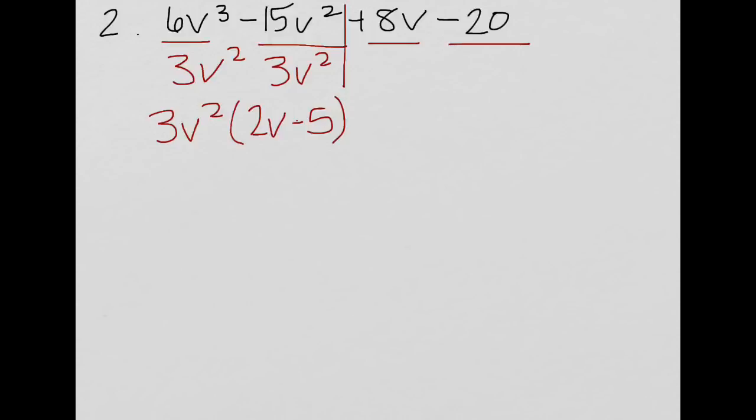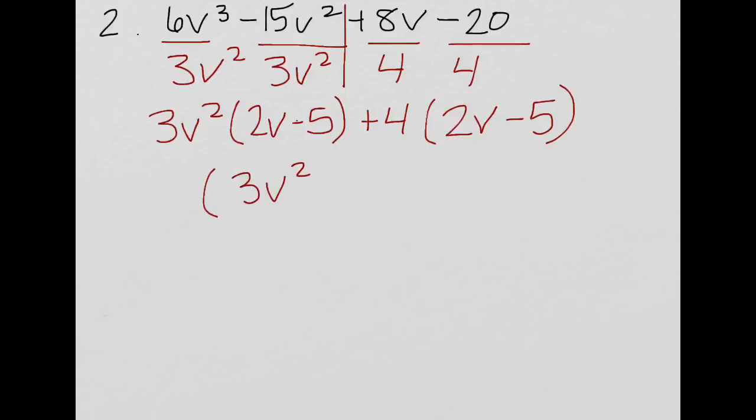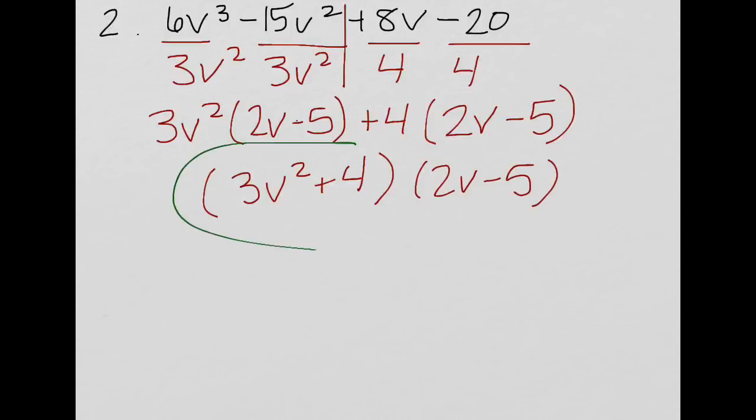On the right side, I would take out a 4. So it's a positive 4. And 8 divided by 4 is 2. The v remains. And negative 20 divided by 4 is negative 5. So when I write my answer, I get my outside pieces, and then the inside or the repeated piece, and that is my answer.